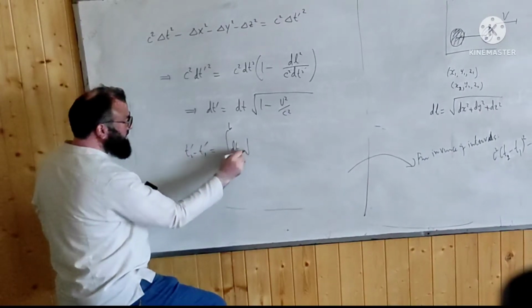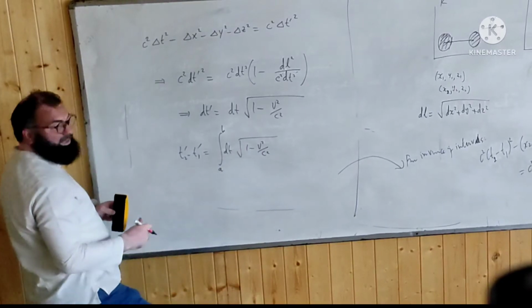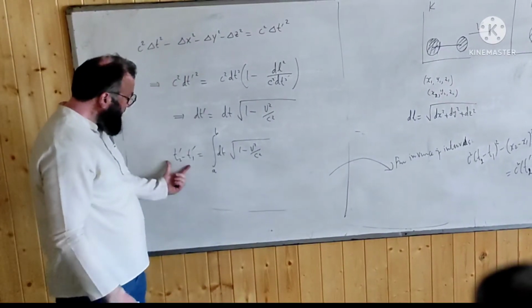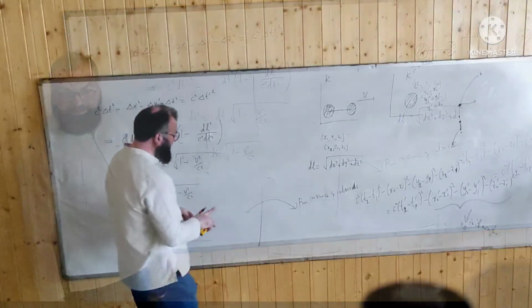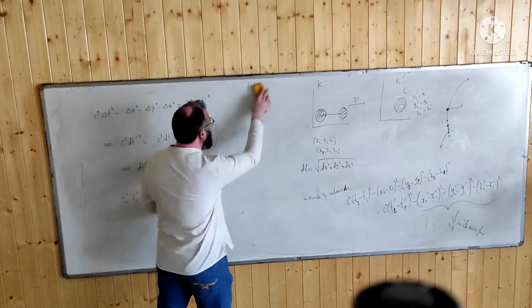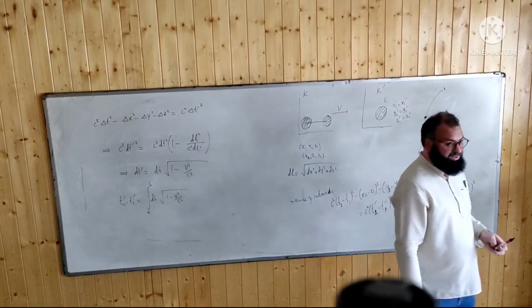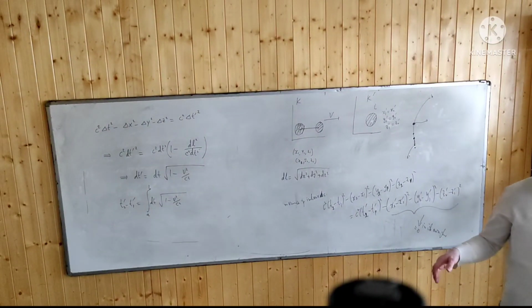So it's like this: 1 minus v square by c square. Clear? So this is actually the proper time in terms of the time that we are measuring. This is the famous formula of time dilation, and we have arrived at it without using the Lorentz transformation. We can arrive without the Lorentz transformation at what?